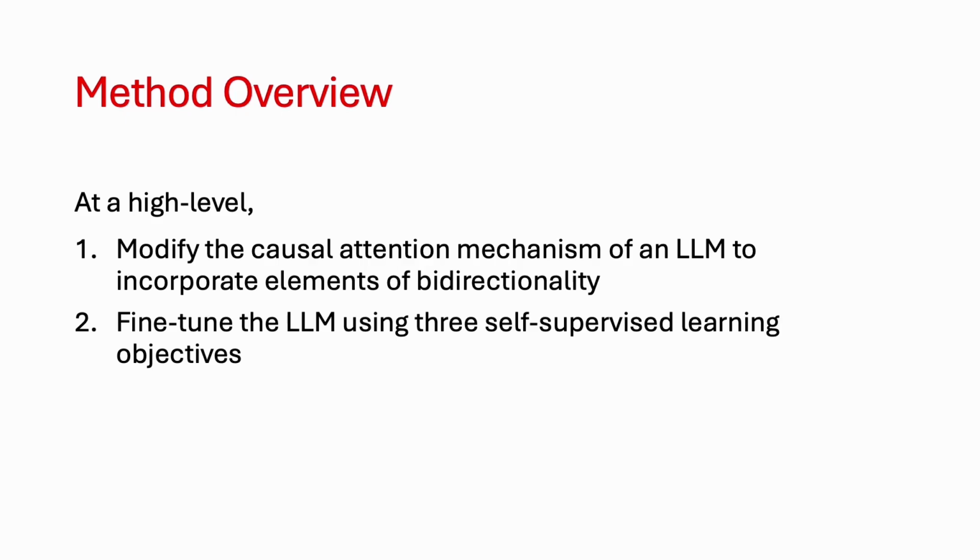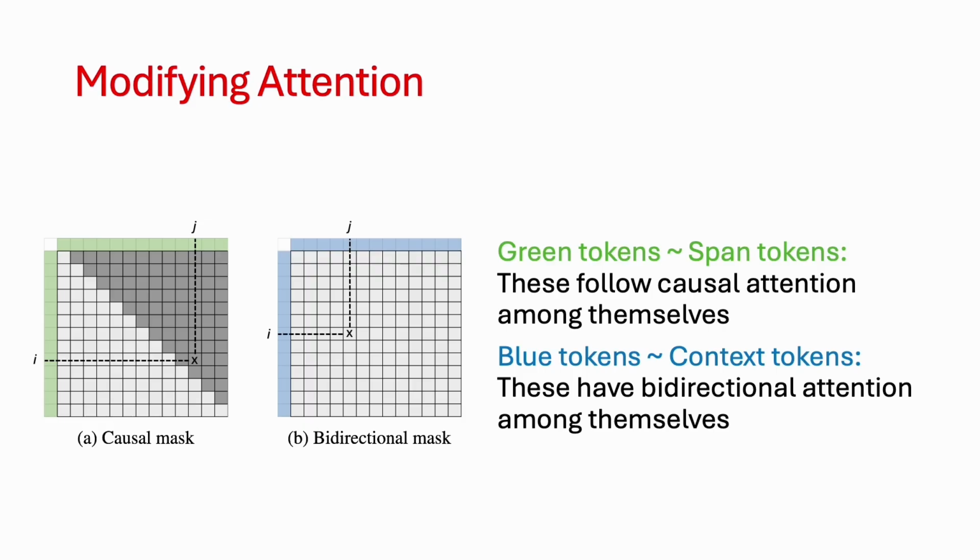Let's look at these steps in more detail, starting with how to modify the attention. As discussed a few slides ago, figures A and B show the attention mask for decoder-only models and encoder-only models respectively. As a reminder, if cell ij of the attention mask is dark gray, it means that token i cannot attend to token j. On the other hand, if cell ij is light gray, it means that token i can attend to token j. We call these green tokens that have causal mask span tokens and the blue tokens with bidirectional masks context tokens.